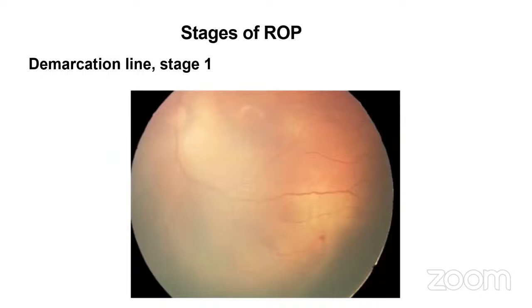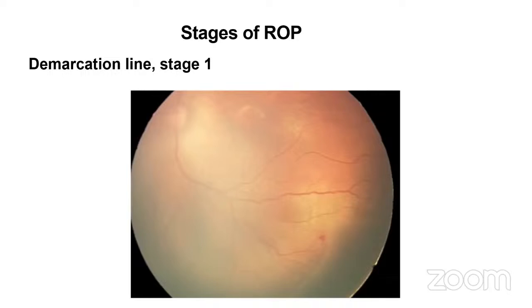Coming to stages of ROP, again there are a few changes made in the recent classification. First is incomplete retinal vascularization. The terms no ROP or immature retina are generally not used now. The better term they have coined is incomplete retinal vascularization, where you can see avascular retina but without any other fundus features such as dilatation or tortuosity or new vessels. Nothing is there.